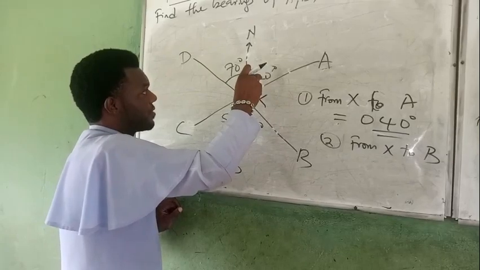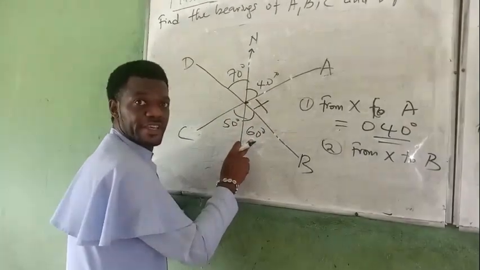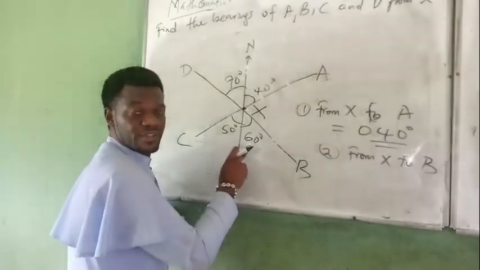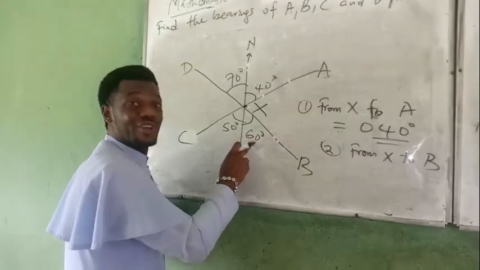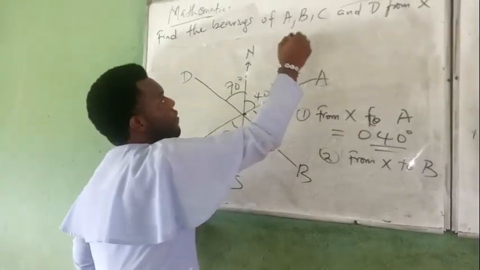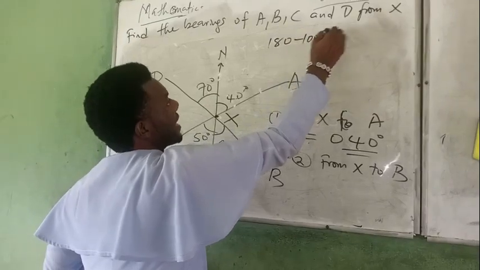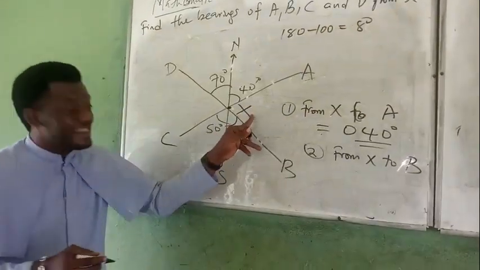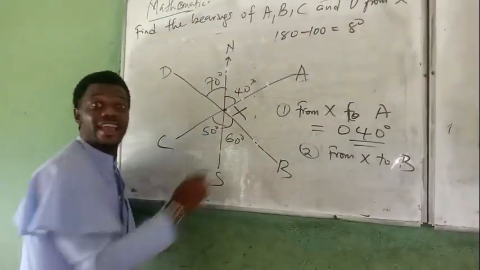So we have to add this way. 40 plus 60 is what? 100. 40 plus 60 is 100. So you have to subtract this 100 from 180 to get this place. So you say 180 minus 100, and that is 80 degrees. So it means that the space here is 80 degrees.